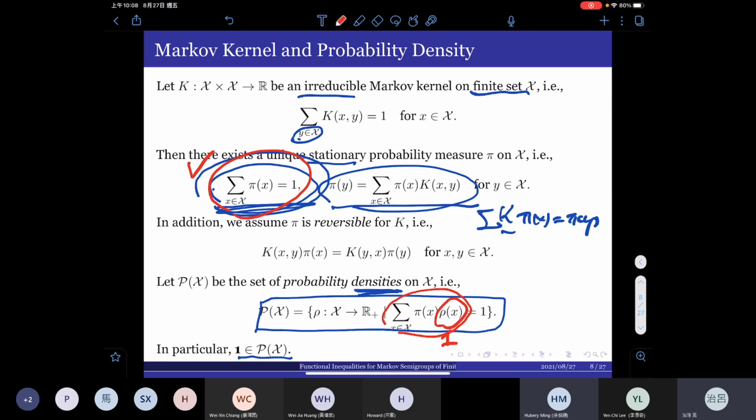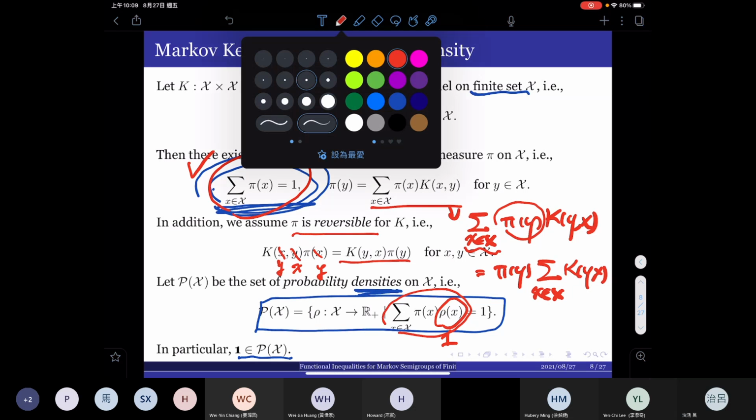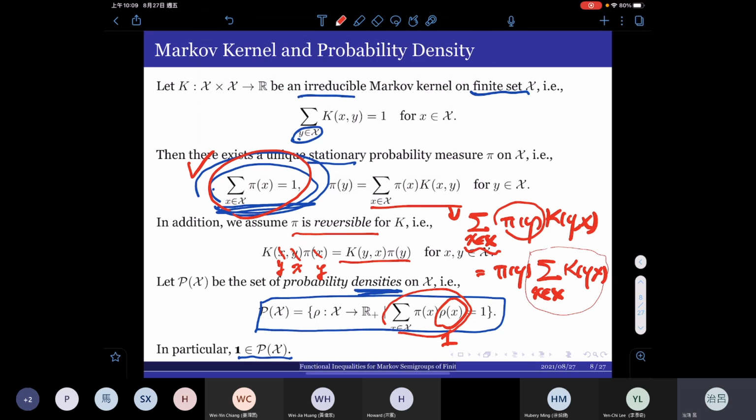In addition, we also consider this stationary probability measure stated by the reversible condition. That means K(x,y) times pi(x) is equal when we exchange x and y, that is, when we replace x by y and y by x. And this condition is good because when we use the reversible condition, this form can be rewritten as pi(y) K(y,x), and this summation is over x. So pi(y) is constant, and we write pi(y) times the sum over x of K(y,x). And this summation we can use condition 1, and now it is 1, so it equals pi(y). Okay, this is how we consider the Markov kernel and induced pi.